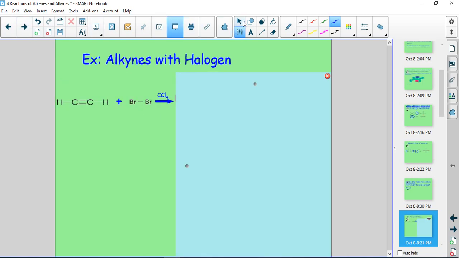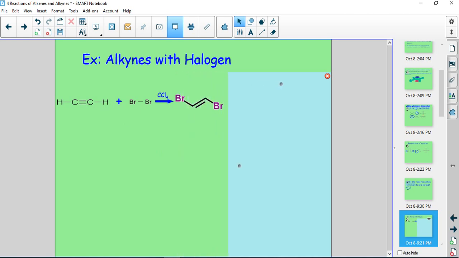So another example, here we have an alkyne following an addition with a halogen or halogenation. Again, we have bromine here, our halogen, carbon tetrachloride, and what happens is we go from an alkyne to an alkene, but it now has bromine added onto it. I shouldn't say saturated. This addition reaction has created an alkene from an alkyne.